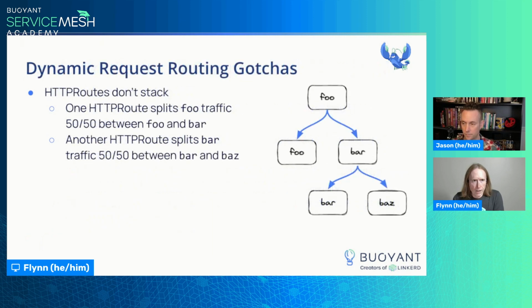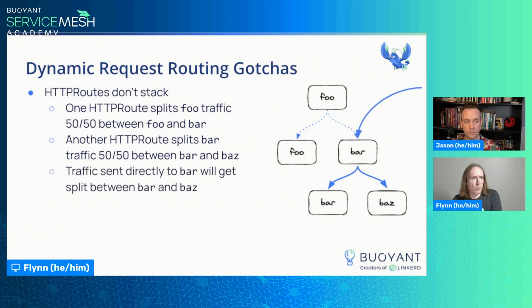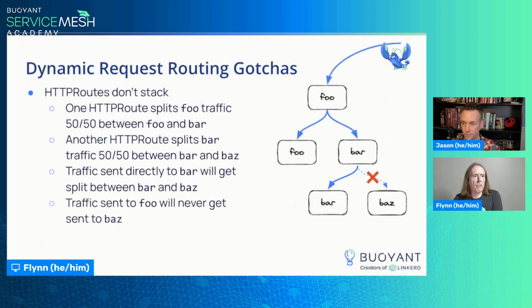Here's another gotcha that I wanted to cover, which is that HTTP routes don't stack. So if you try to set this up where you've got a 50-50 split for traffic to foo between foo and bar, and then you want to do a 50-50 split for traffic to bar between bar and baz, then if you feed traffic directly into the bar service, it will get properly split between bar and baz, which is good. But if you feed it into the foo service, you're never going to see it make its way to baz. And the reason for that is a little complex.